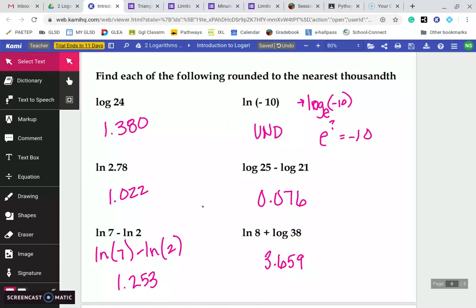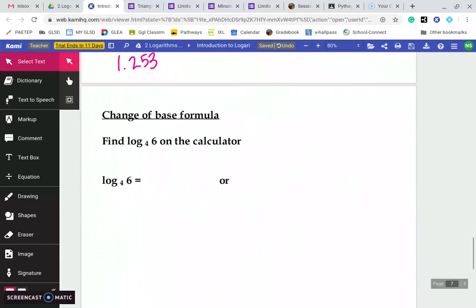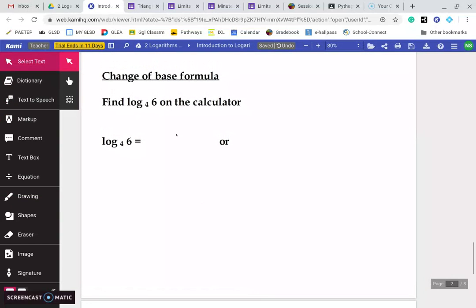Now, the question becomes, well, what happens if we have this? Log base 4 of 6. My calculator cannot do that. It does not have a different base besides base 10 or base e. So, change of base formula. This allows us to change our base. We want to change it to either 10 or e so that we can plug it into our calculator.